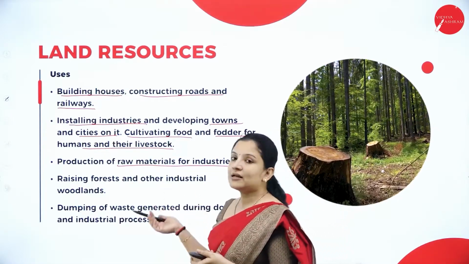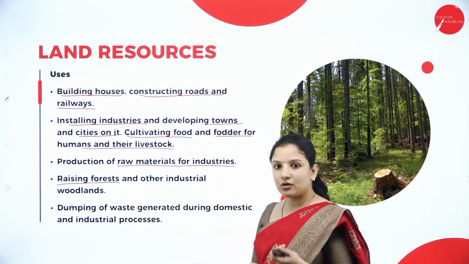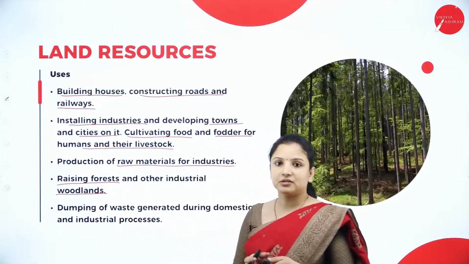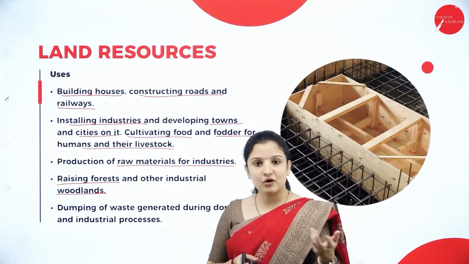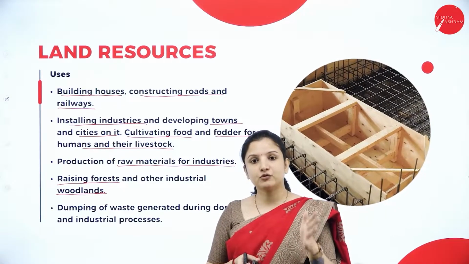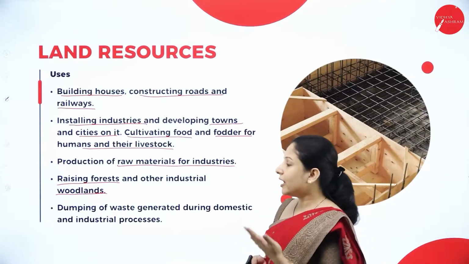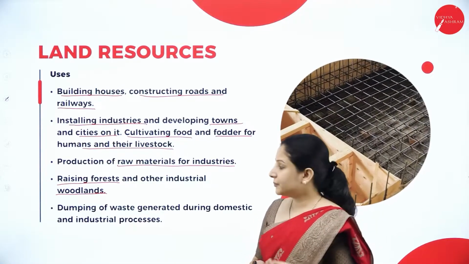And not just that, land resources are needed for raising forests and also for raising woodlands that are needed for industrial purposes, like paper industry. How do we get paper? We get it from the softwood trees, right? So if you need to grow a large scale amount of softwood trees for the paper industry, land is needed to raise forests, and also it is needed to raise woodlands for industrial purposes.